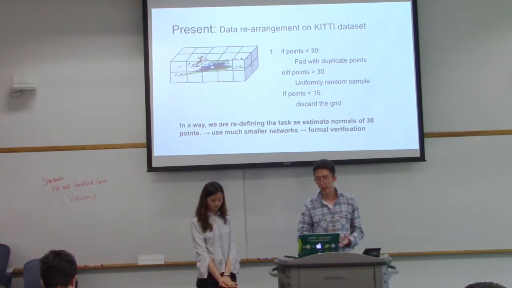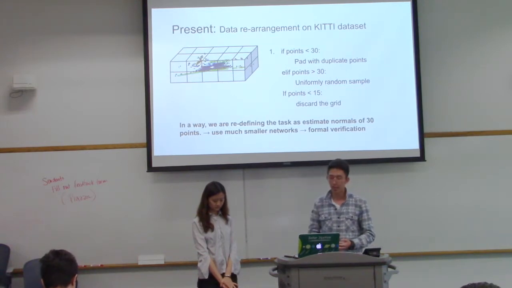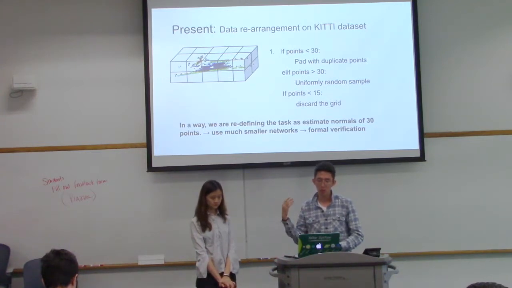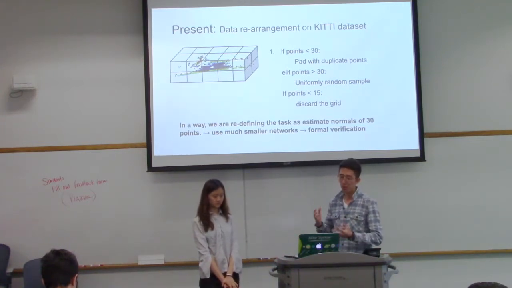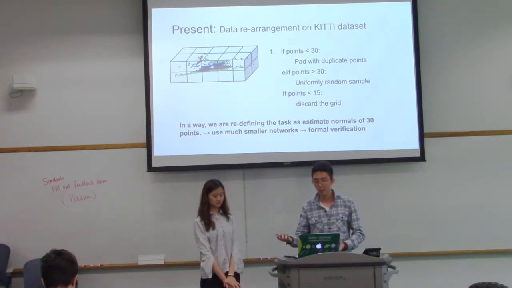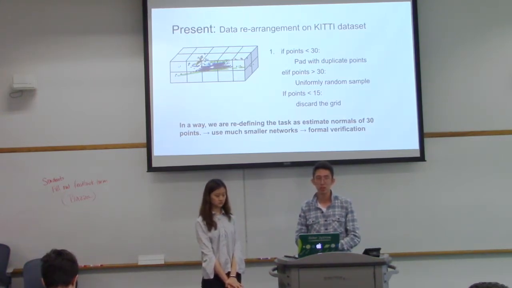In this way, we are redefining our task as estimating normals over only 30 points, which enables us to use much smaller networks, which is required by formal verification.